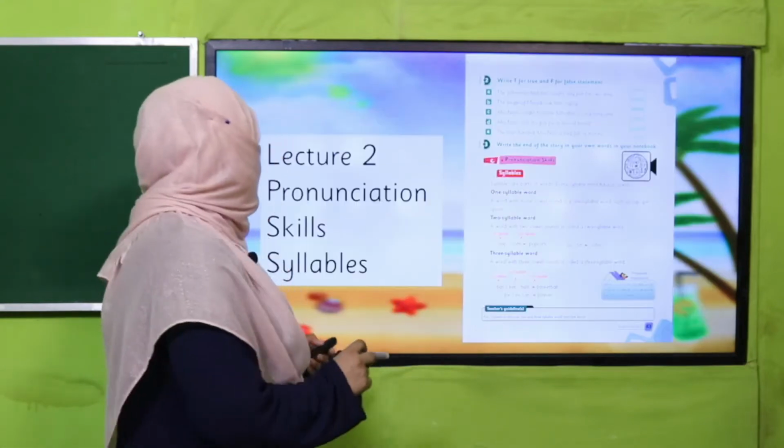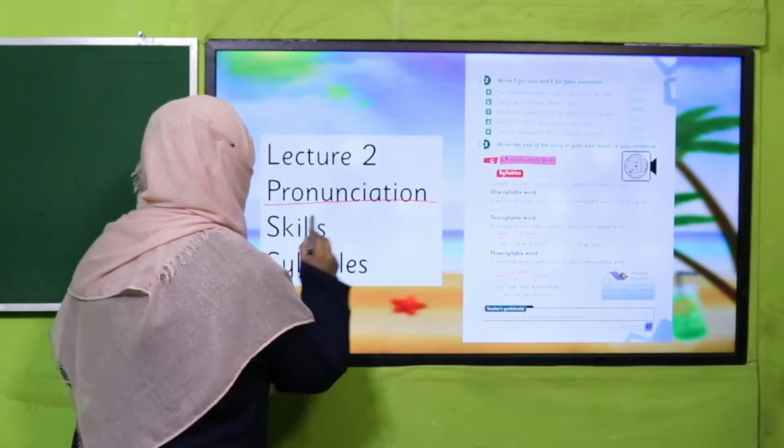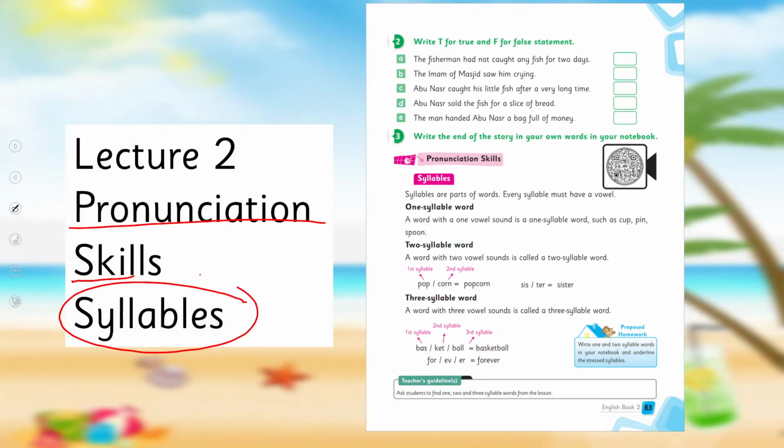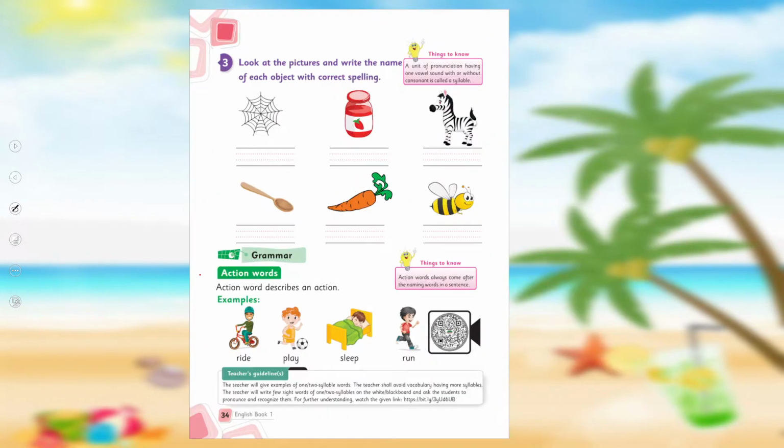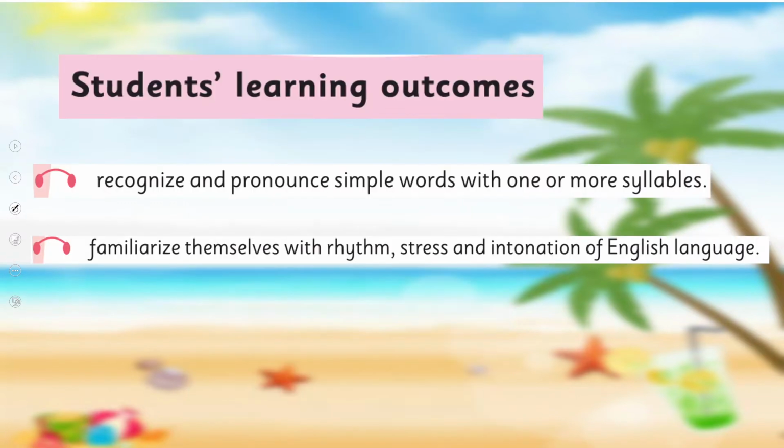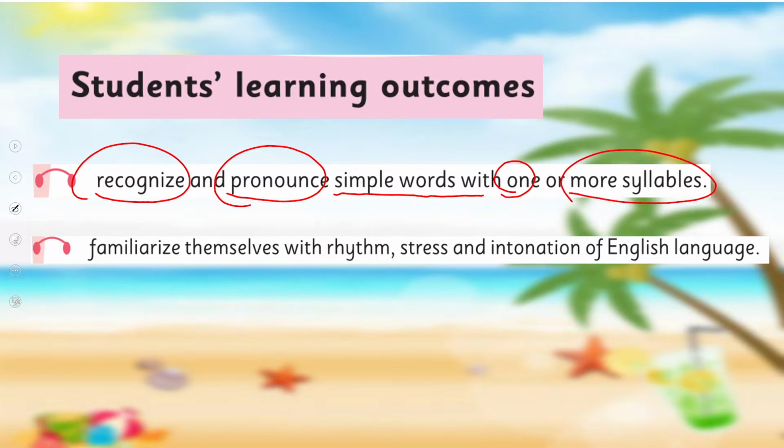Yes, my dear students, today under the title of pronunciation skills, we are going to learn about syllables. Before this, in your English for grade 1, I have taught you about 1 and 2 syllable words. I hope you remember, and this concept is going to help us to learn further to recognize and pronounce simple words with 1 or more syllables and familiarize themselves with rhythm, stress and intonation of English language.